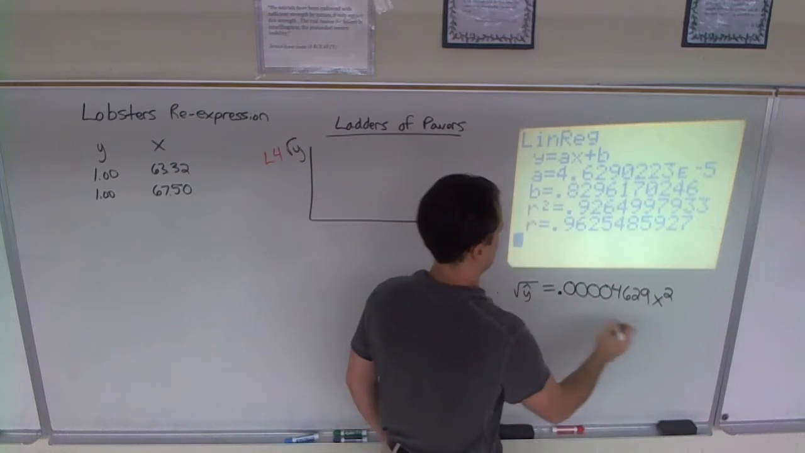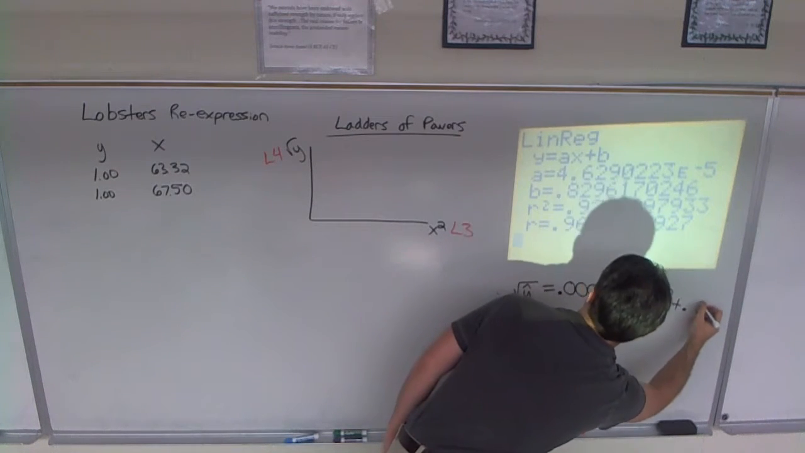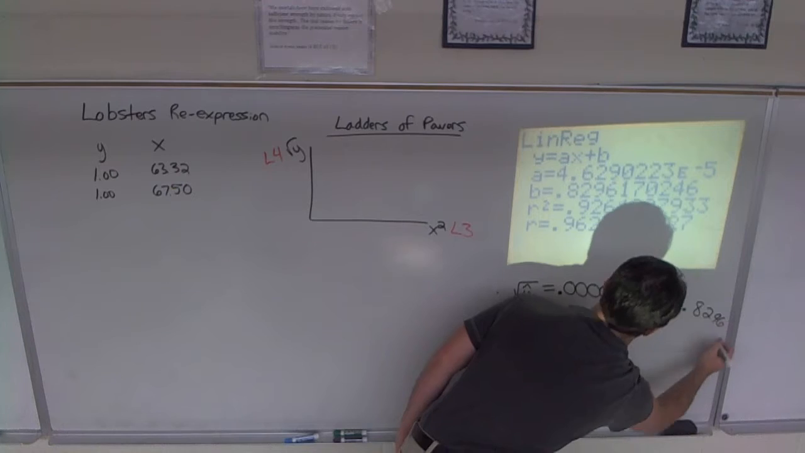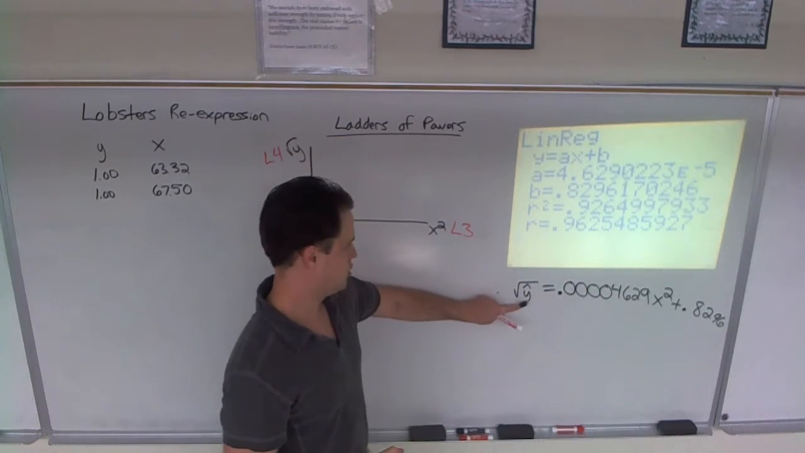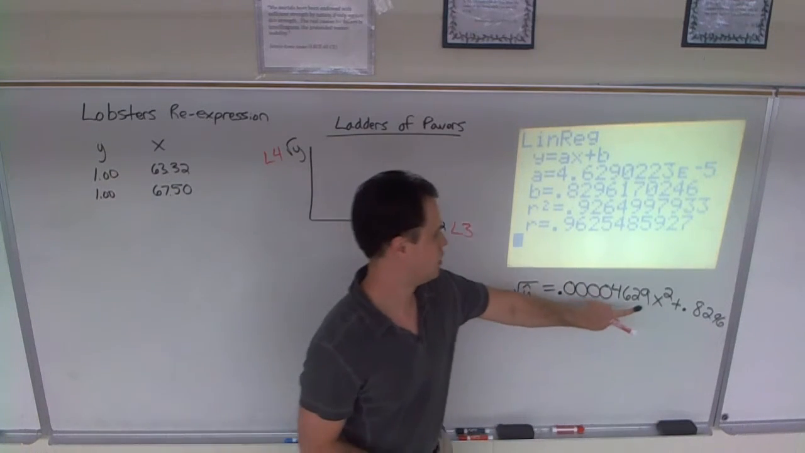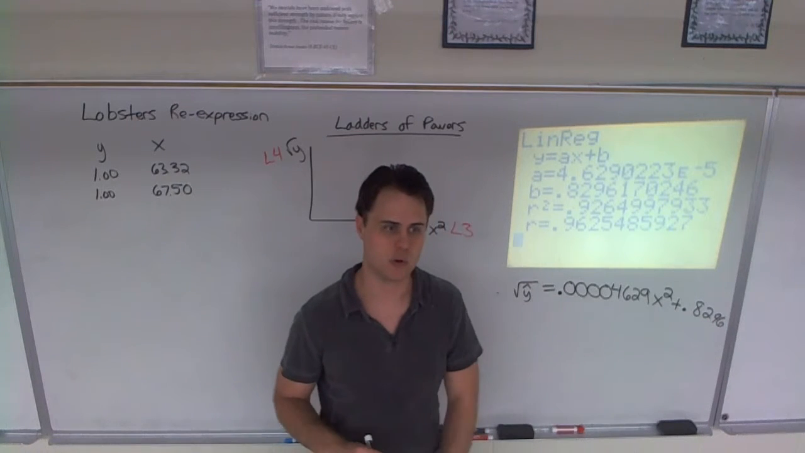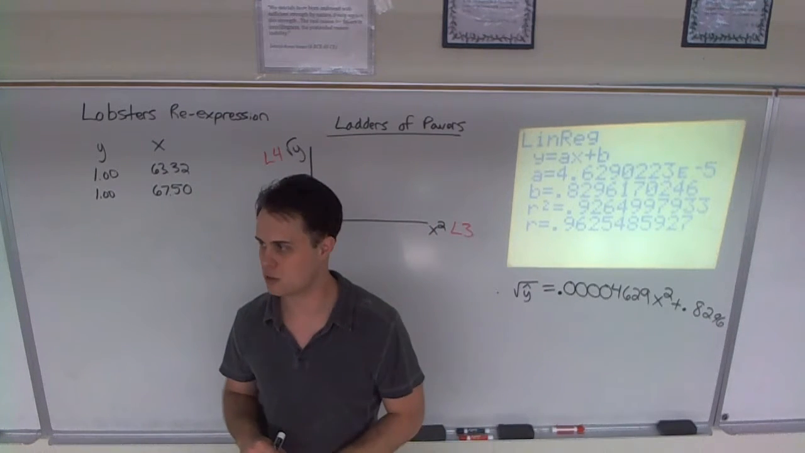And I've got b plus 0.8296, something like that. You could put carapace length and age in there if you wanted to. I'm not going to overcomplicate this one. Does that make sense to you guys?